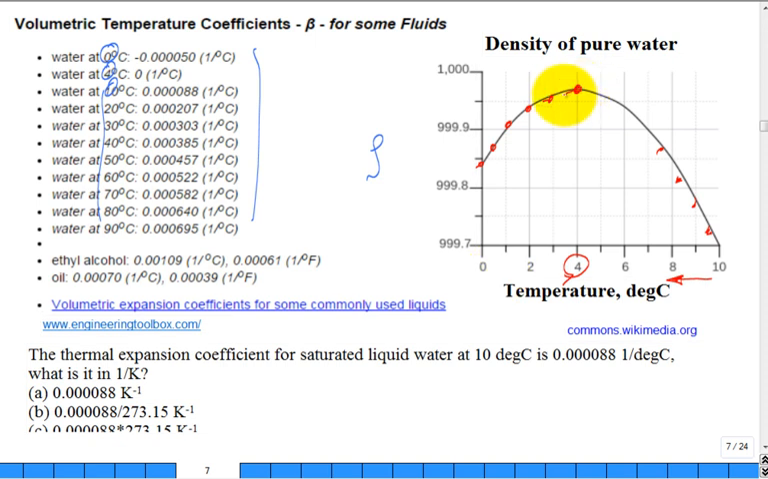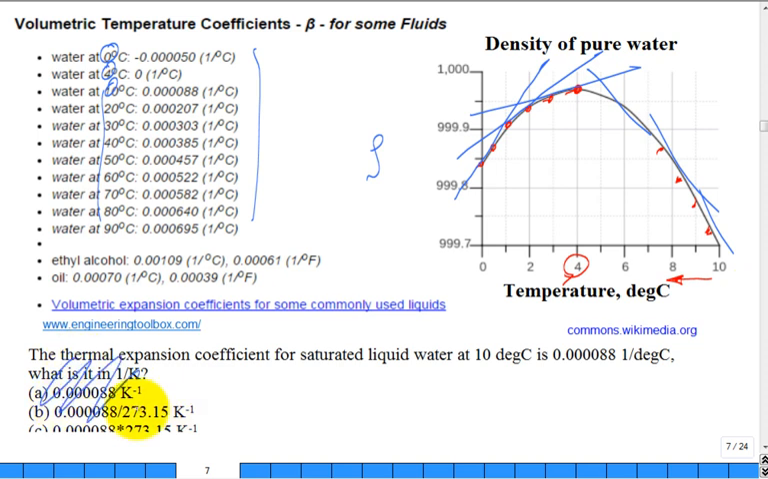So what is beta? Beta is related to the negative of the slope of this line. So the slopes all here are positive, meaning it has a negative beta, a negative thermal expansion coefficient. Here, they're all positive beta. All right.